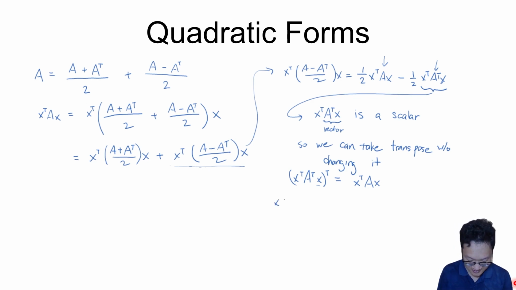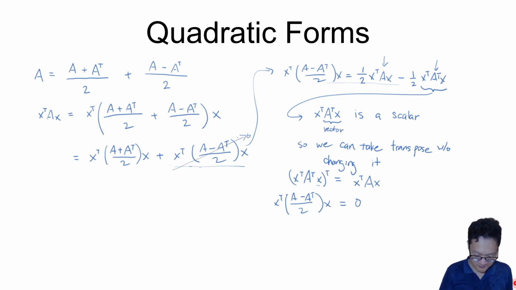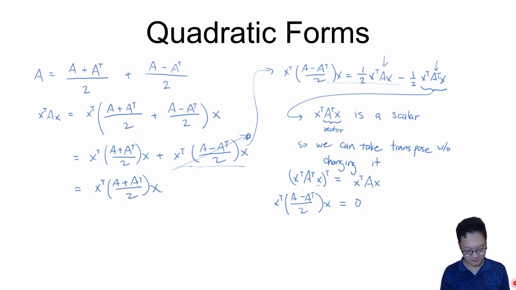So therefore, this whole thing, so this x transpose A minus A transpose over 2 x, right, continuing from up here, that whole thing just equals 0. So this whole thing becomes 0. And then what we're left with is just simply x transpose A plus A transpose over 2 x. Okay, so that's why we wrote A out this way initially, because I knew that the second term would become 0, right? So now we're left with one term.